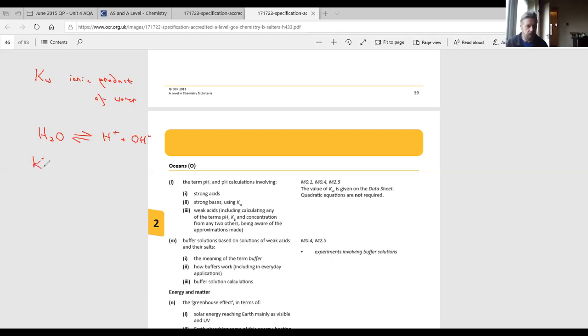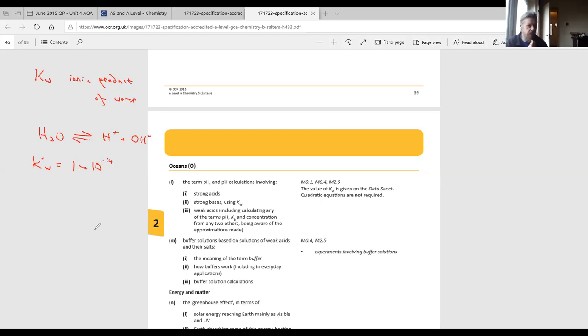It's not as small as the Avogadro constant or anything like that, but it's like writing in treacle. Let's just slow it down. I might have to stop the video. Right, so it's just 10 to the minus 14. So that is Kw.